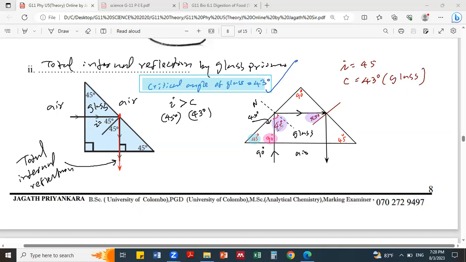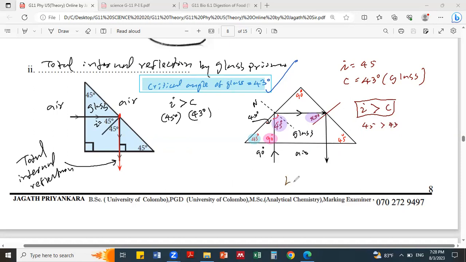If you want, you can take a laser beam and do it. If you have a glass block like this, you can use a laser beam and do it. There are some videos I'll show that. So since I becomes greater than C, or in other words, 45 is greater than 43, therefore, what? Light undergoes what? Again, total internal reflection. This is again total internal reflection.